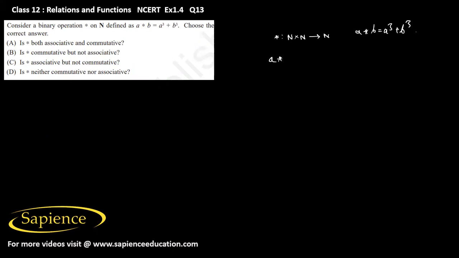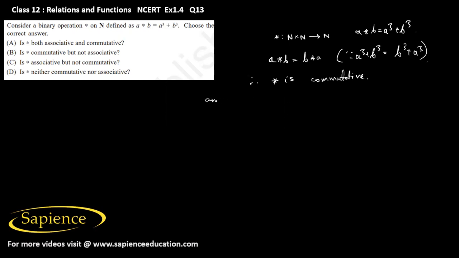So A star B is obviously equal to B star A. Since we know that A cube plus B cube will obviously be equal to B cube plus A cube, they are the same. So therefore, the operation star is obviously commutative. It is a commutative binary operation.